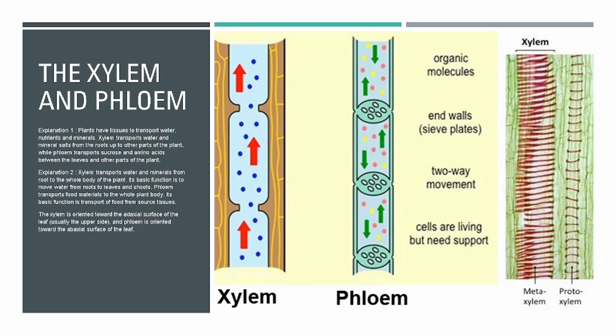Explanation 2. Xylem transports water and minerals from the root to the whole body of the plant. Its basic function is to move water from roots to leaves and shoots. Phloem transports food materials to the whole plant body. Its basic function is the transport of food from source tissues. The xylem is orientated towards the adaxial surface of the leaf, usually the upper side, and phloem is orientated towards the abaxial surface of the leaf.